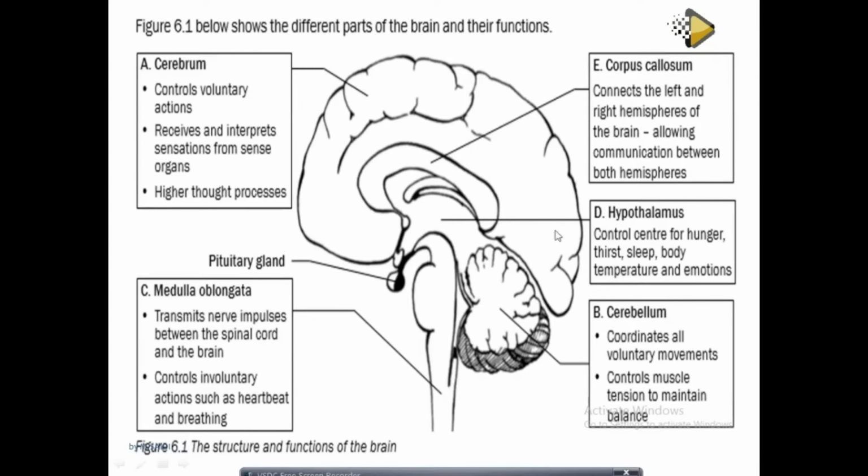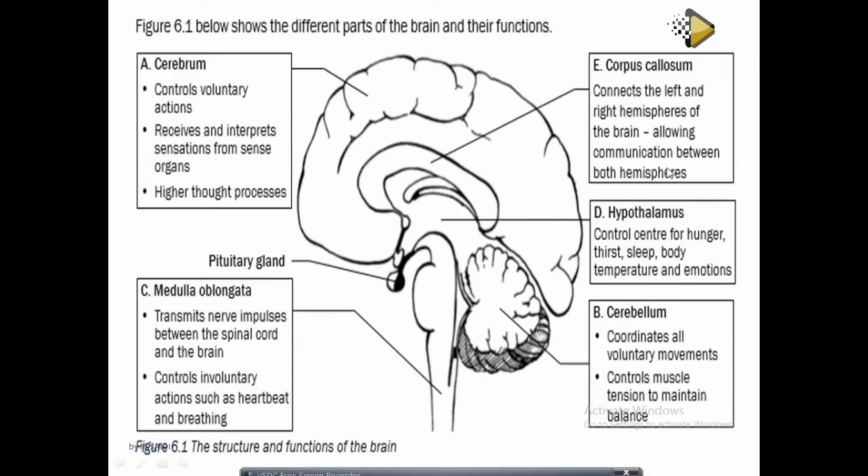Then number two, we have corpus callosum. The brain is divided into two, the left and the right hemisphere, and the left hemisphere controls the right part of the body, and then the right hemisphere controls the left part of the body. So these two parts are supposed to communicate, but how do they communicate? They communicate using this bundle of fibers which we call corpus callosum. So it allows communication between the two hemispheres, the left and the right hemisphere.